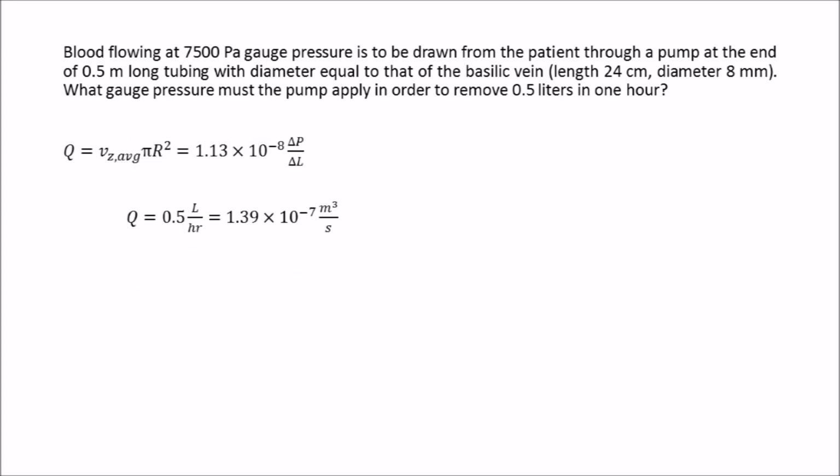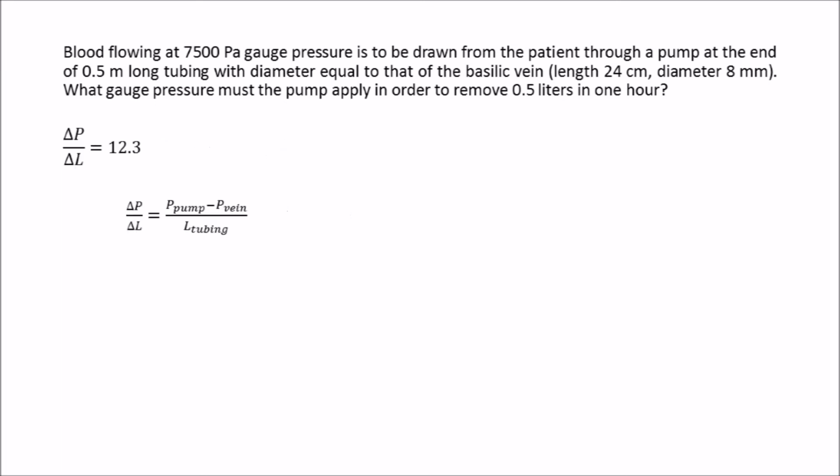We convert the flow rate that we're trying to achieve to SI units, and substituting that value into the expression for Q, we can solve for delta P over delta L. We know that delta P over delta L is equal to our pump pressure minus that in the vein divided by the length of our tubing. We substitute our known values and set the result equal to the value that we determined for delta P over delta L. We can then finally solve for the pressure applied by the pump, which gives us a gauge pressure of 7,506 pascals for the pump.